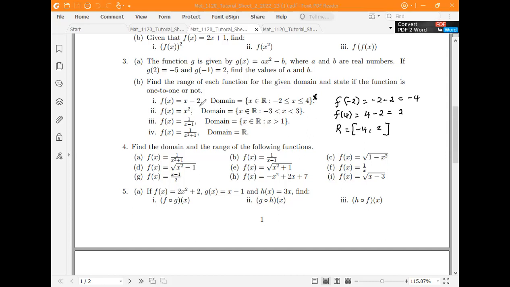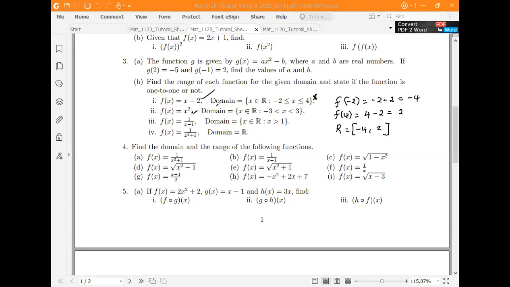Is it 1-to-1? Obviously, this one is 1-to-1. Because there, you can easily show f of a equal to f of b, and then you subtract them. Now let's go to part 2. Part 2 is from negative 3 to 3, and it is squared.